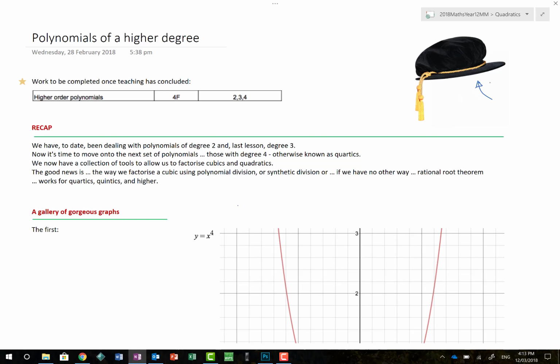Okay, so those of you who are following along with the Cambridge Essentials textbooks, well, good news. We're on 4F. And that's the work that my guys, if you are unlucky enough to be taught by me, are going to be asked to do.